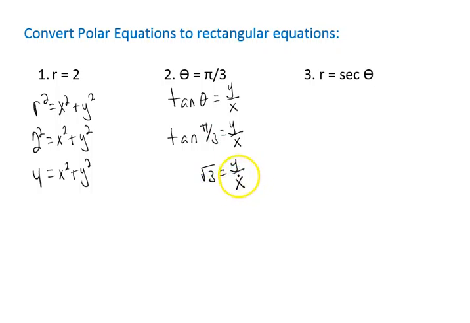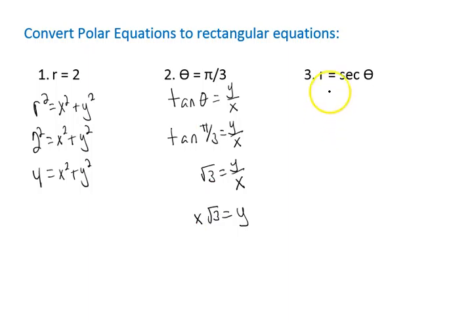And if you wanted to solve it for y, as we normally do for equations of lines, I would just multiply by x. So x times the square root of 3 equals y. And that would just be a line with a y-intercept of 0 and a slope of square root of 3.